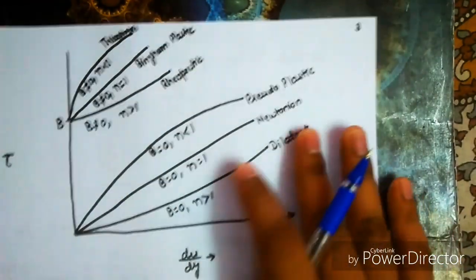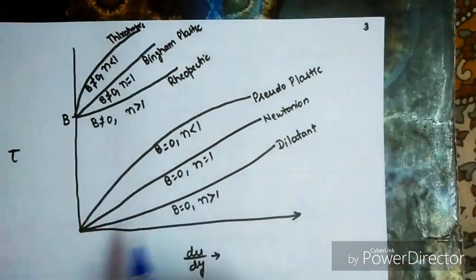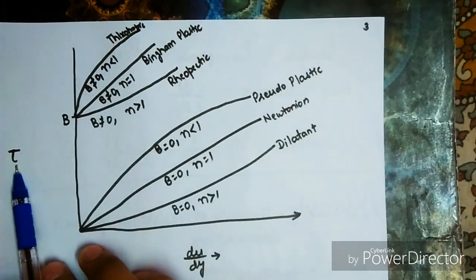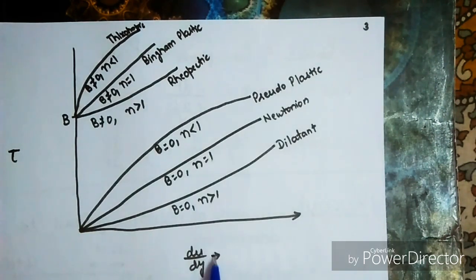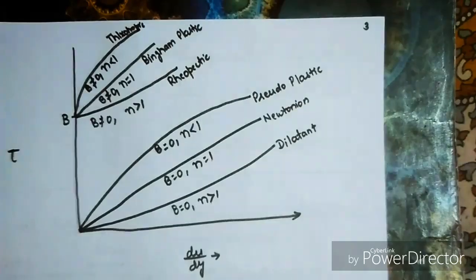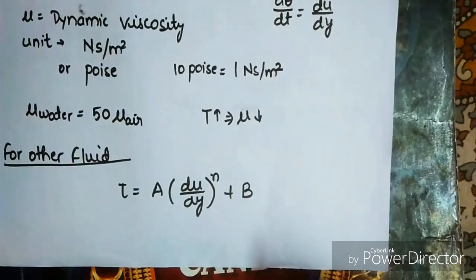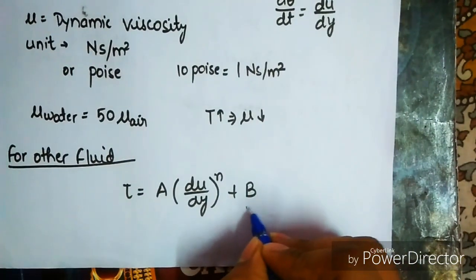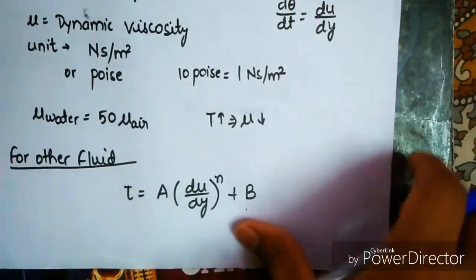This is a very important graph in fluid mechanics. This is the graph between shear stress and rate of change of velocity, du upon dy, between the different layers. Here we can see that for Newtonian fluid we have B equals 0. What is B here? B is this constant value. This is 0 in the case of Newtonian fluid.